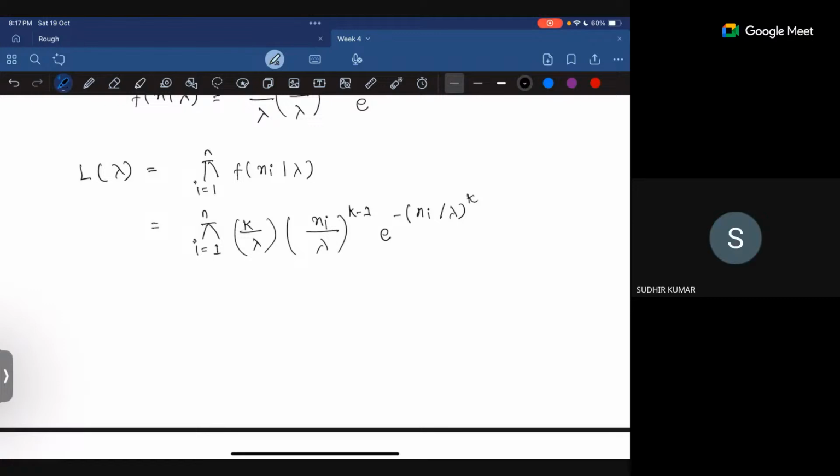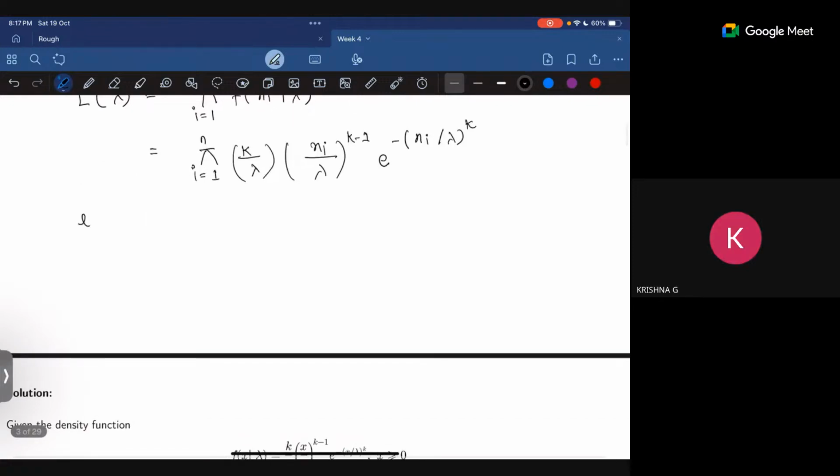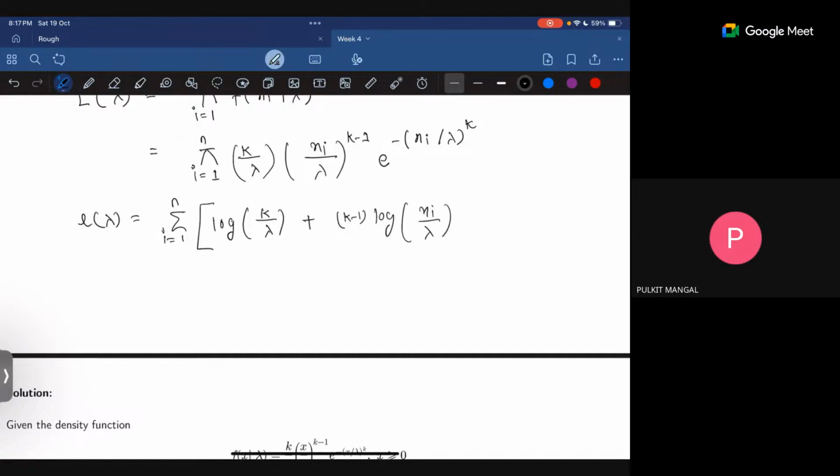We will take log both sides, so that is, we'll find the log likelihood. Because of that log, this product turns into summation, and it would become log of k by lambda plus k minus 1 log of xi by lambda. Just remember we are taking the natural log here.